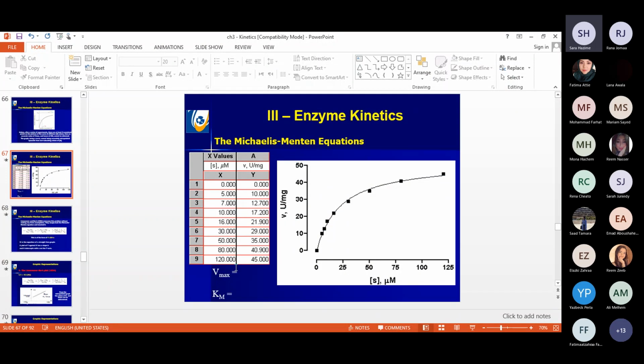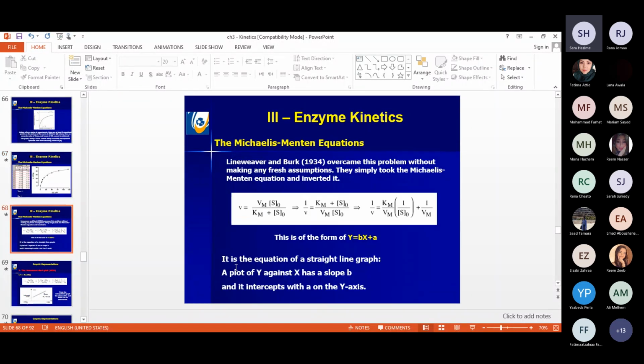that will help us determine in a more appropriate and more correct way the value of Vmax and Km. That's why Lineweaver and Burk in 1934 overcame this problem, without making any new assumptions. We are still working with the Michaelis-Menten equation and Michaelis-Menten assumptions. They took the Michaelis-Menten equation, V0 equals Vmax times S over Km plus S, and modified it mathematically to draw, instead of V as a function of S, 1 over V as a function of 1 over S.